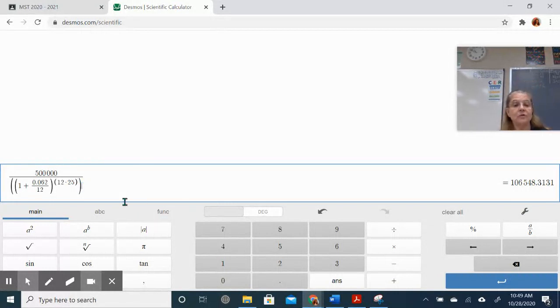So I don't know if you can realize that this is now going to equal the value of P. So what this is saying is that I have to put $106,548.31 into the account initially.